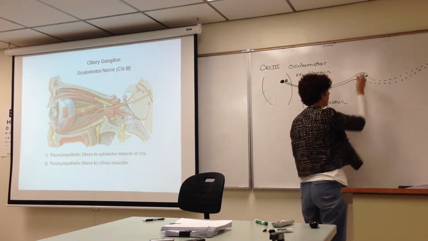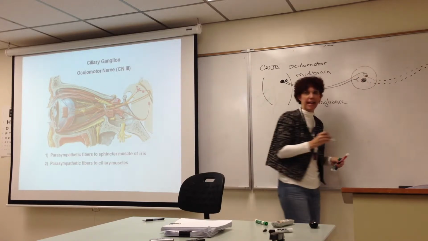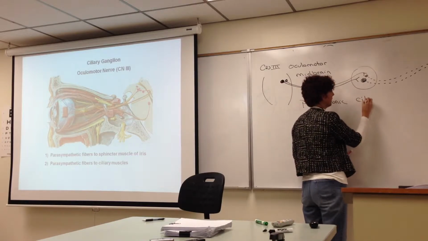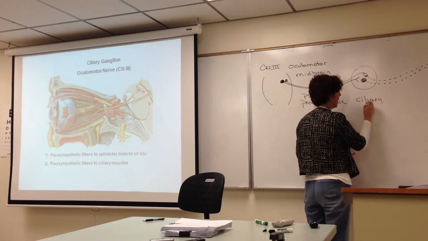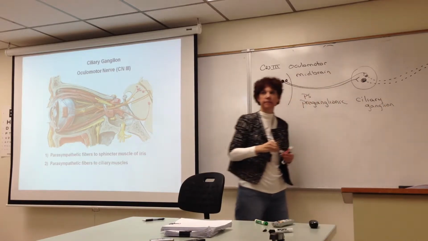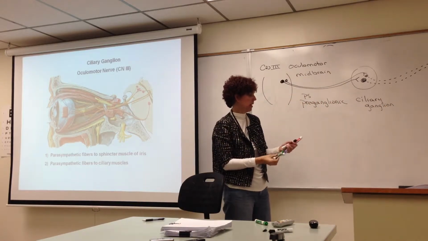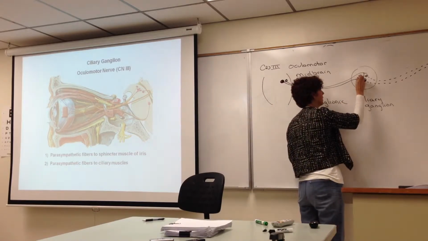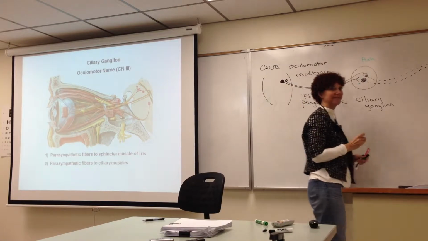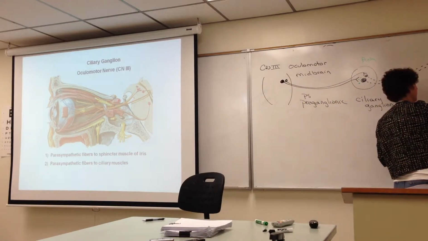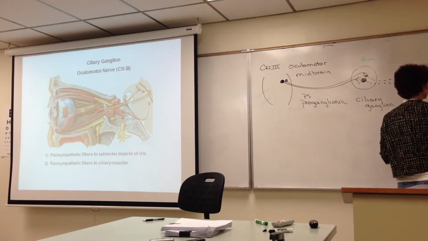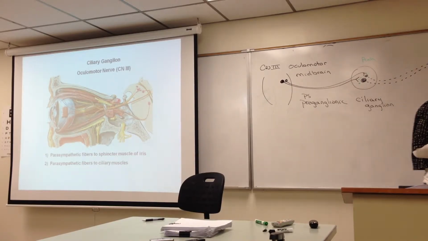So this ganglion has a name, for those who was asking if they all have names. This one does, and it's called the ciliary ganglion. The neurotransmitter is acetylcholine, and the neurotransmitter here is also acetylcholine. Okay.